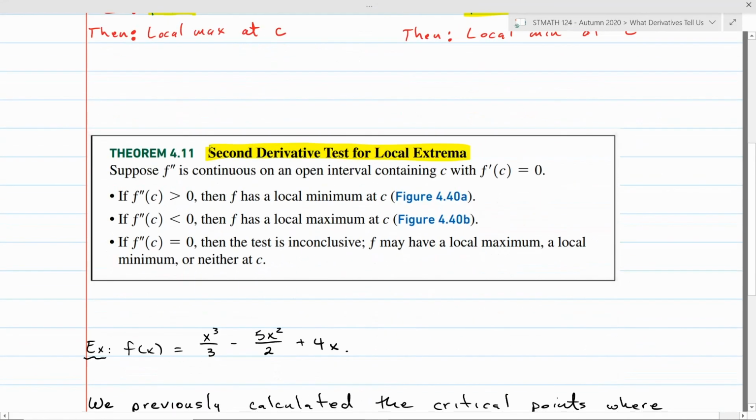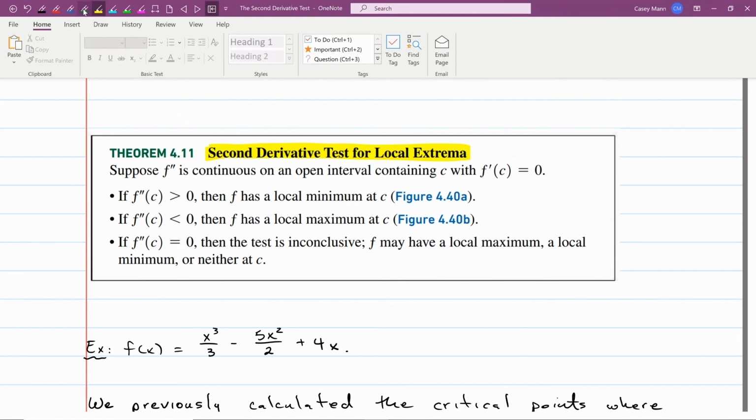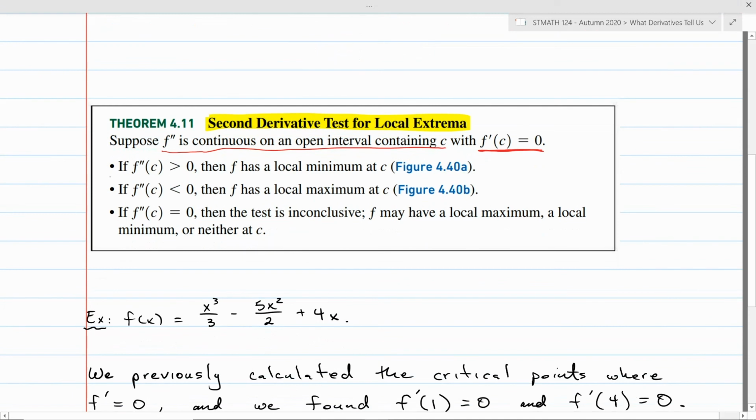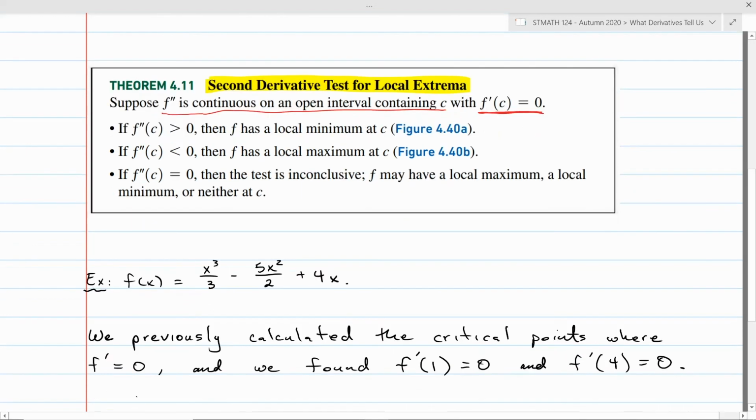There are some hypotheses you've got to pay attention to. You've got to suppose that your second derivative is continuous on an open interval containing C, and it's not just any old critical point. It's the kind of critical point where the derivative is equal to 0. But if those hypotheses are satisfied, then just like I said above, if that second derivative is positive, in other words, the curve is bending upward, then you've got a local minimum there. And if the second derivative is negative, then you've got a local maximum at that point. If the second derivative is equal to 0 at that point, then you don't know. The test is inconclusive. You might have a maximum, you might have a minimum, or you might not have either.